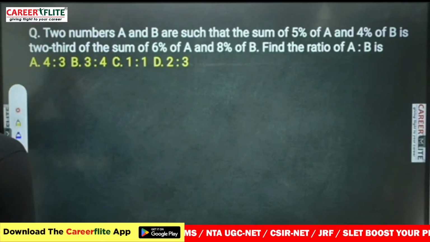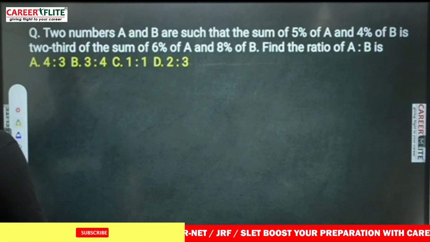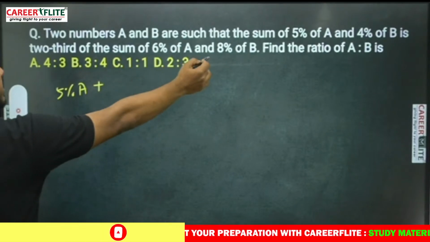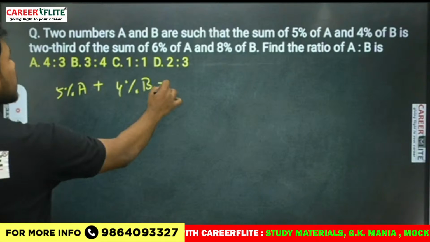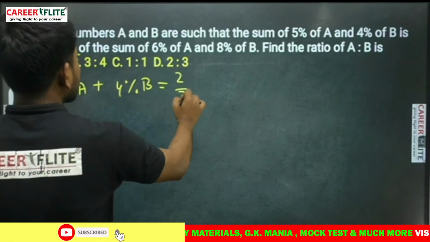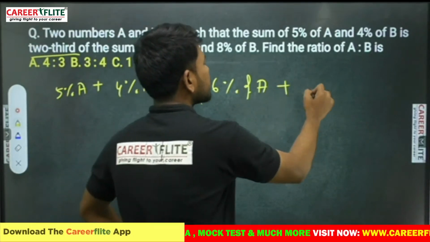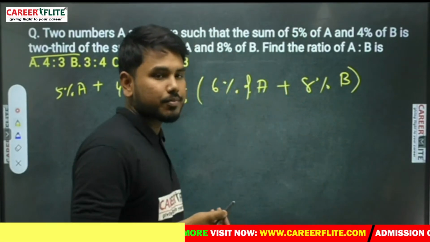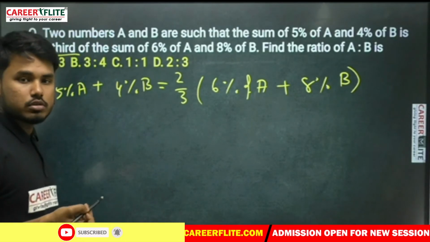Next, what do we have? Two numbers A, B are such that the sum of 5% of A plus 4% of B is 2/3 of the sum of 6% of A plus 8% of B. Find the ratio of A is to B. This is what they are asking, right? Any doubts in this equation?